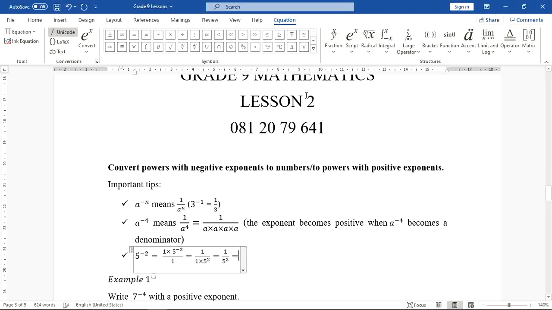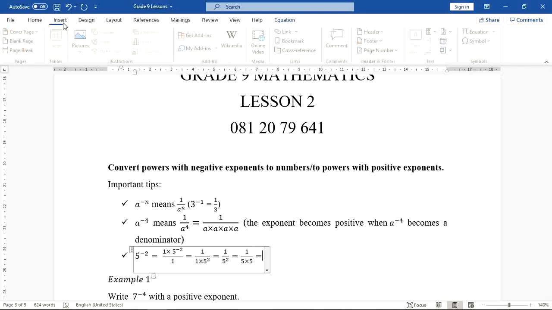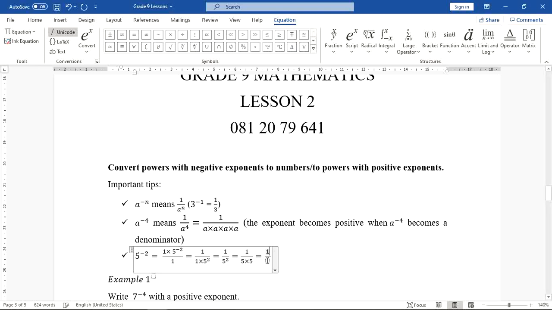Then if we continue, this is going to give us 1 over, with multiplication, 5 times 5, and that will become 1 over 25, because 5 times 5 is 25. So that is where the 1 came from. This is a proof to show that a power with a negative exponent ends up as a fraction, but this time around the power is positive.